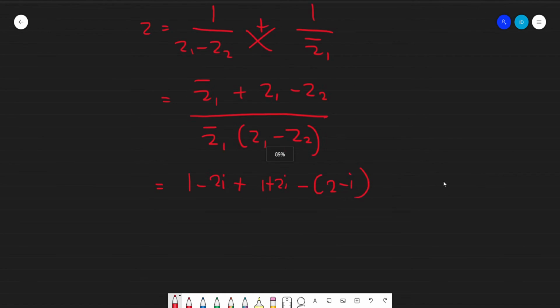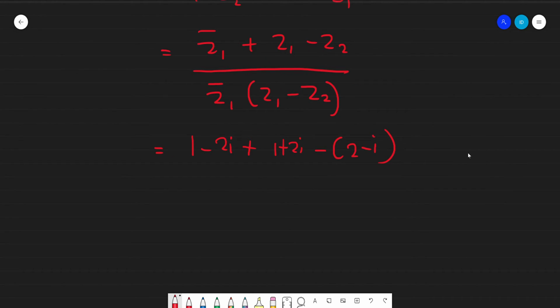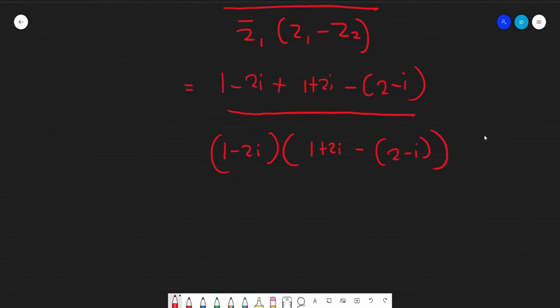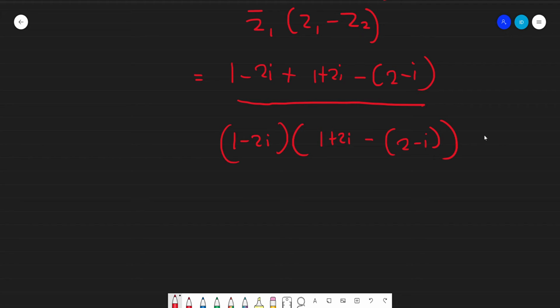And now for the denominator, we have already substituted the values. Now for the numerator, we know that our z1 bar should be 1 minus 2i, multiplied by the first, for z1 we have 1 plus 2i, minus, again, minus (2 minus i). Alright, so now, can we simplify? Yes, we can. I'm sorry if my number 2 looks like a Z, but just to be sure, this is 2, okay? So don't get confused by how I write my 2 down.